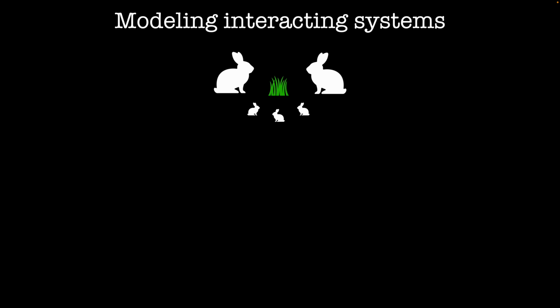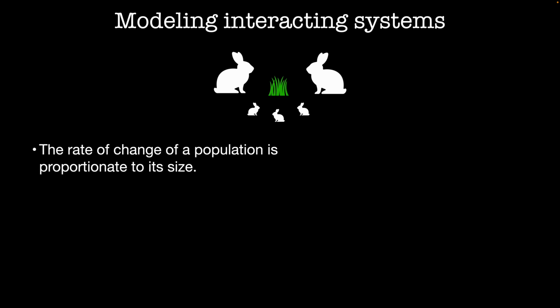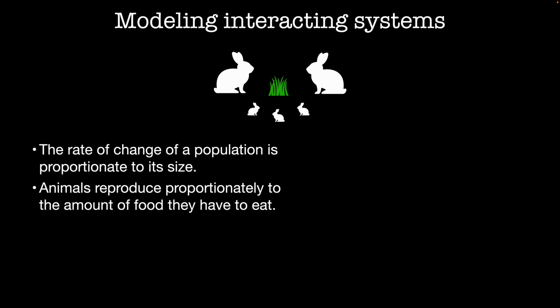The first thing we observe is that the rate of change of this population is proportional to the size of its population. So that means that in the first generation we start with 2 bunnies, and we end up with 3 bunnies. Then each pair will go on to produce 3 more bunnies, and so on. We also find that when animals have more food to eat, they produce more offspring. So their reproduction rate is also proportional to the amount of food they have to eat.